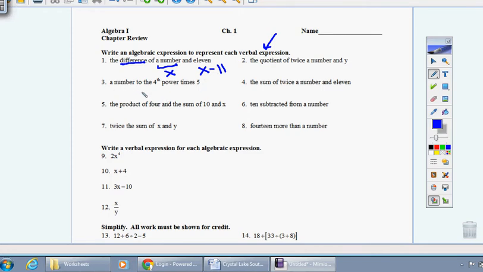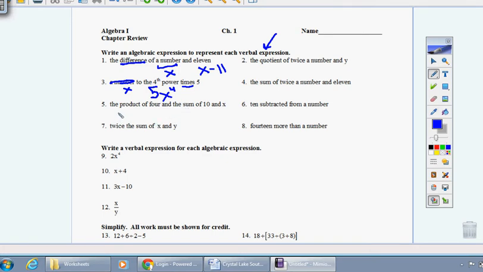A number to the fourth power times 5. One of the things I always tell my classes is anytime you see a number, just cross it off and write x. So really what this stands for is x to the fourth power times 5. Well, how would I write x to the fourth power? Well, that would be x to the fourth. Times means multiplication, so times 5. So I can put the 5 in front. 5x to the fourth. 5 times x to the fourth power.